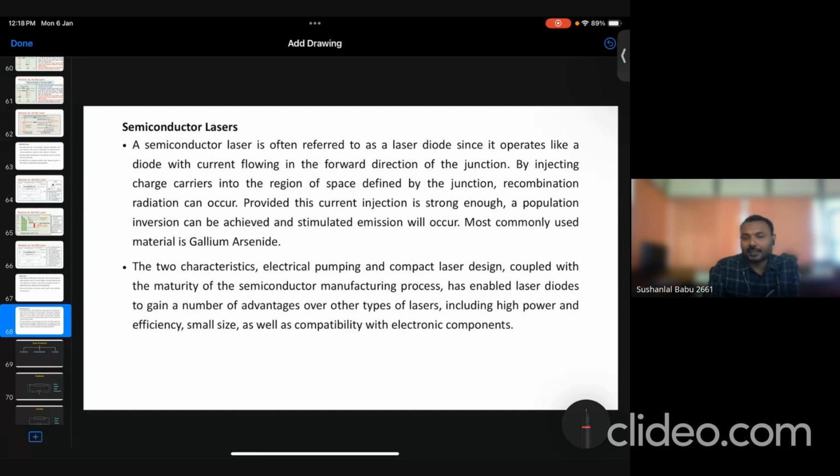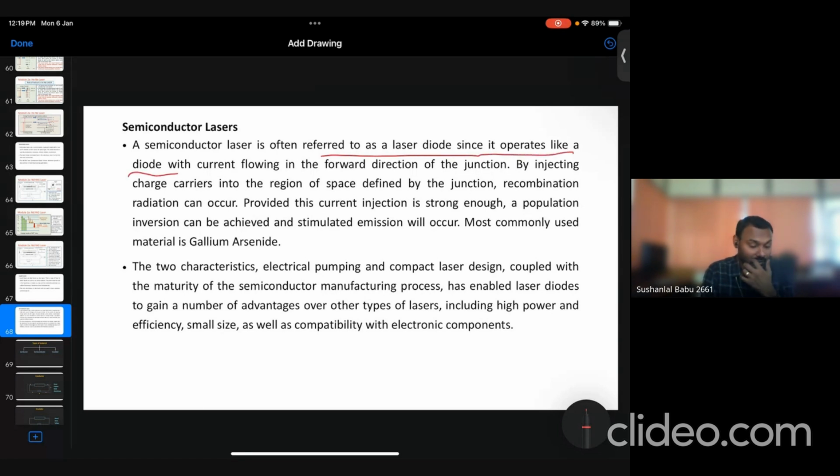Next is the semiconductor laser. It's very interesting. Semiconductor laser is a commonly used laser, and it has some additional applications and advantages. But you should know the basic things of semiconductors to understand the working of a semiconductor laser. We'll discuss that. A semiconductor laser is often referred to as a laser diode since it operates like a diode.